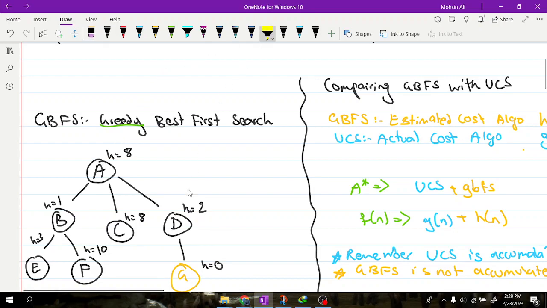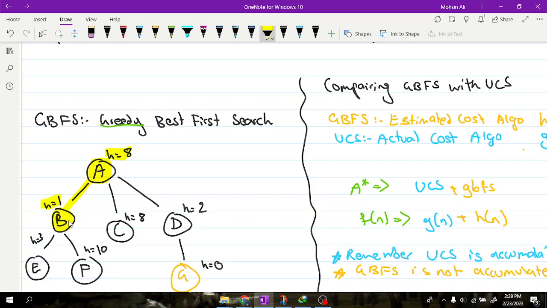Now, how would we traverse a GBFS? Well, the way GBFS works is first you're going to find out which is the minimum heuristic. So if you're starting with A, there's only one heuristic value, which is H is 8. So we're going to start with A. Now I have three options, B, C, and D. Now we're going to see which one has the least heuristic. And in this example, it's going to be B. So we go to B, with H equal to 1.